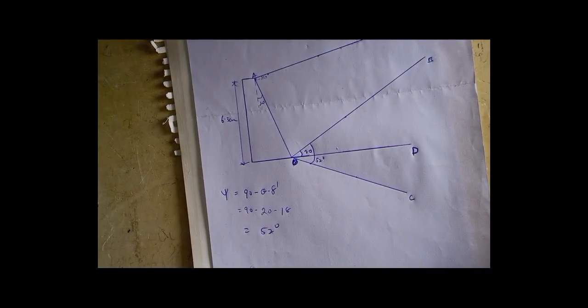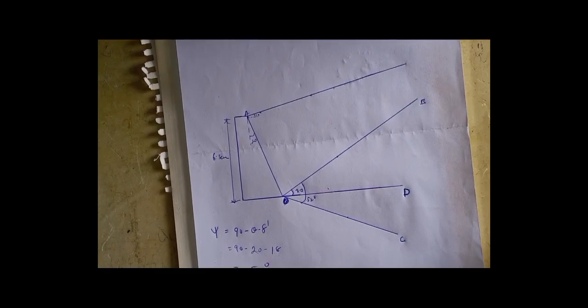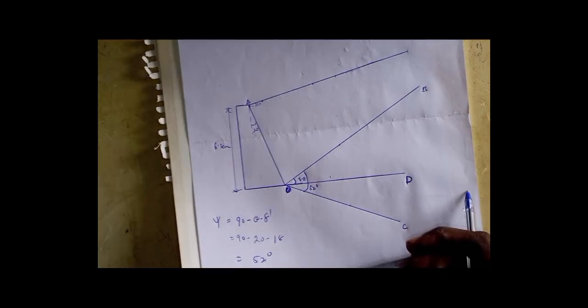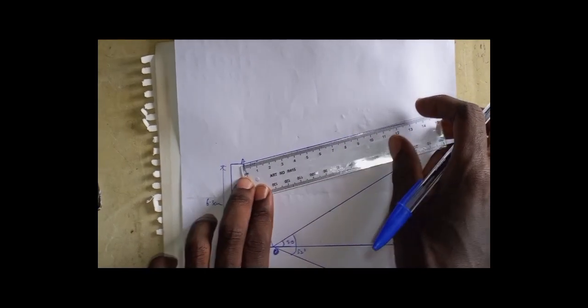The next thing I'm supposed to do is to draw several trial failure wedges of your own. It should be of your own choice. But in here, I'll advise you to establish this in equal intervals. So in order to make my work simple, I'm going to take equal intervals of 2.